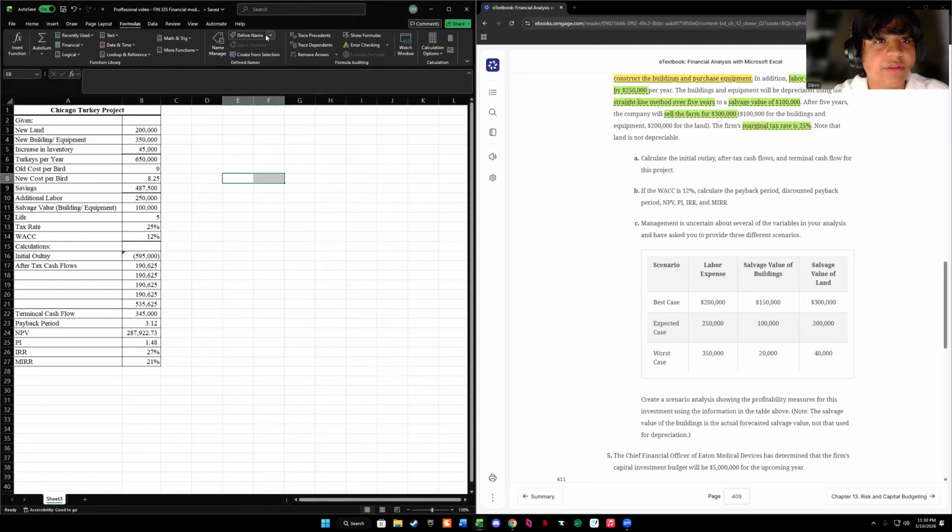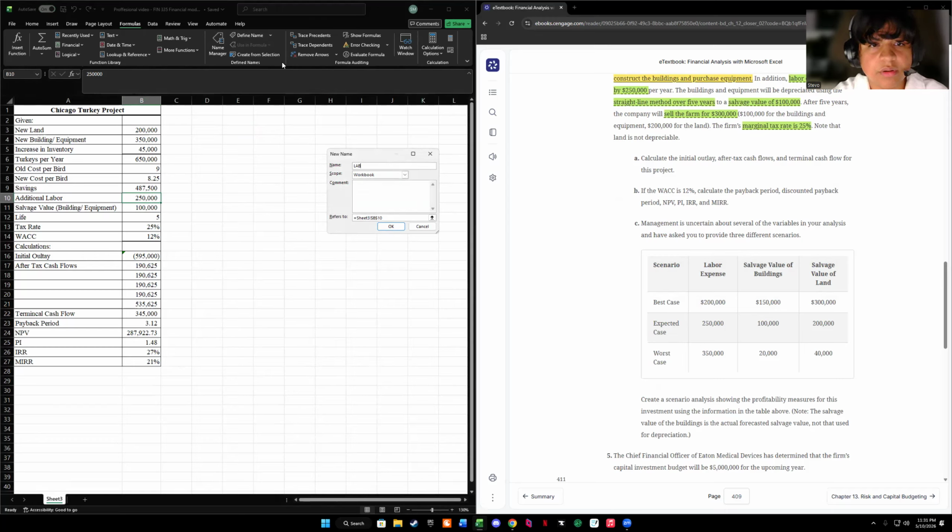But first, before we do that, we're just going to define some of these variables, such as the labor expense. I was naming this cell, my bad. So labor expense, which is going to be this one. Here you do have to use an underscore. You can't have spaces or any other types of symbols. It's just how it works in Excel. Expense. And that's good for this.